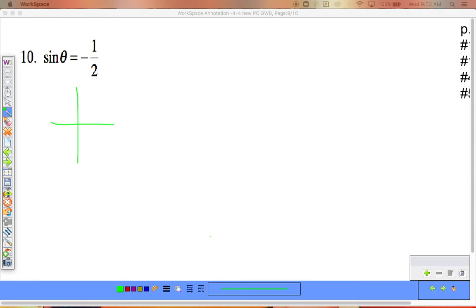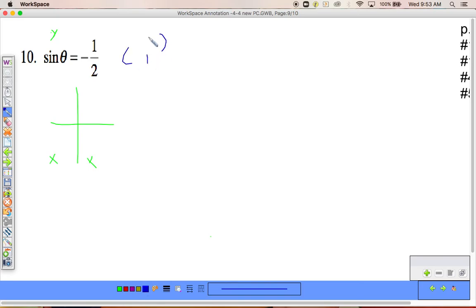All right, sine of theta is negative 1/2. I know my sines are my y values. My y values are negative on the bottom. So my ordered pair has to be something comma 1/2. If my y value is 1/2, my x value is square root of 3 over 2, because that's a good one on the unit circle. And when my x value is square root of 3 over 2, this is my pi over 6.